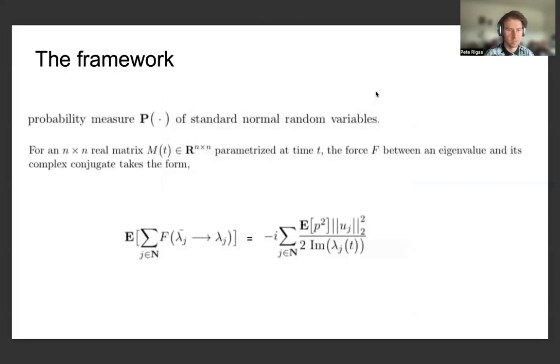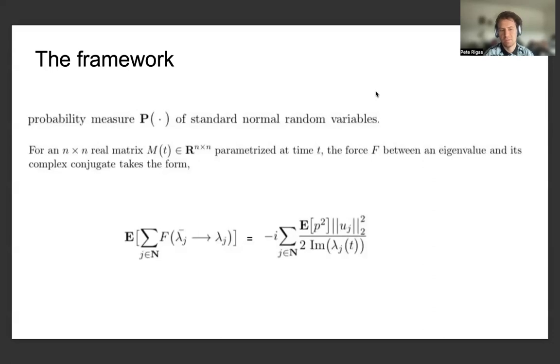So the framework begins with the following. We'll first need to make use of a probability measure boldface P on standard normal random variables. And for an n by n real matrix M of t, which is in the space R^(n×n), which is parametrized in some time t, the force big F between the eigenvalues and its complex conjugate takes the following form.